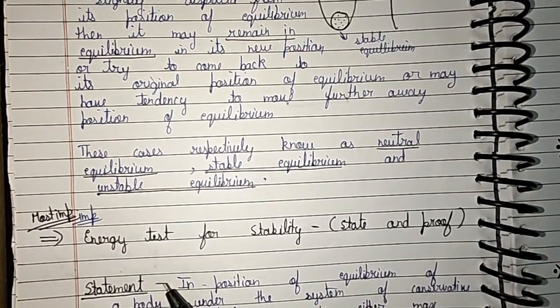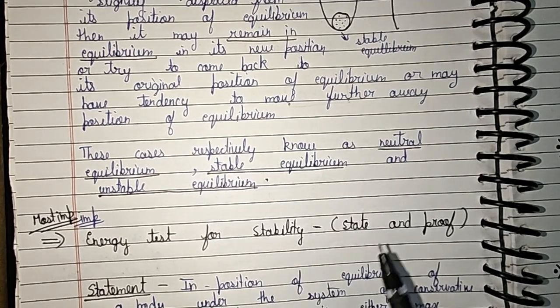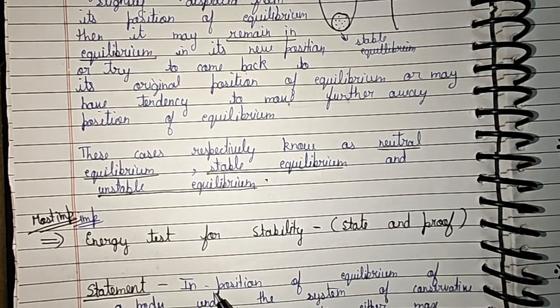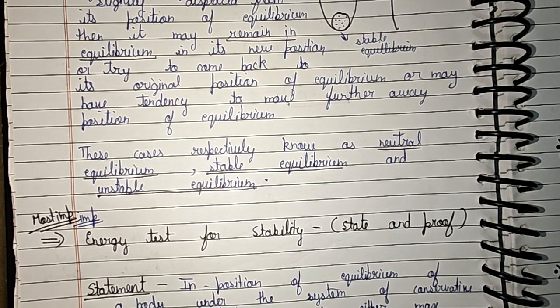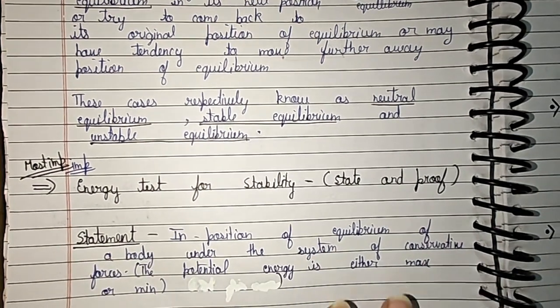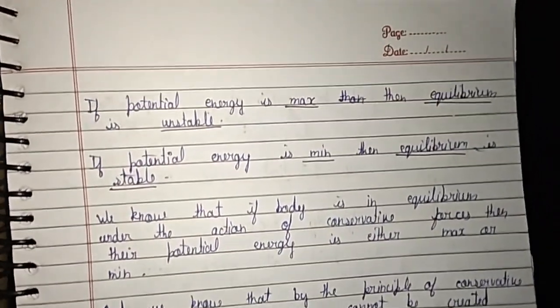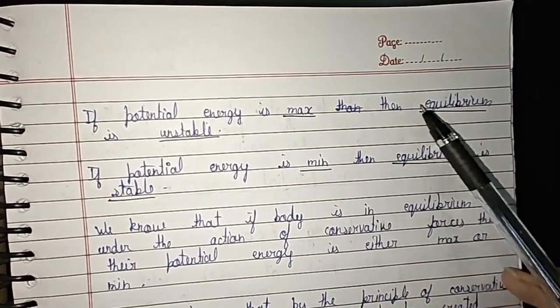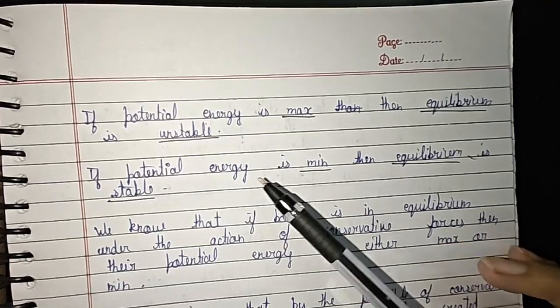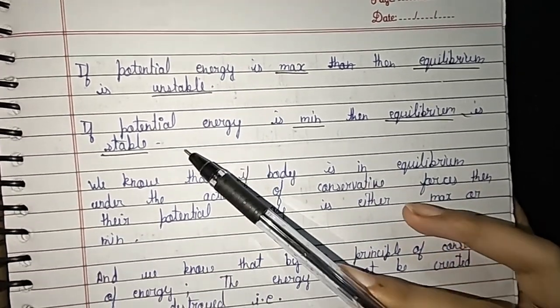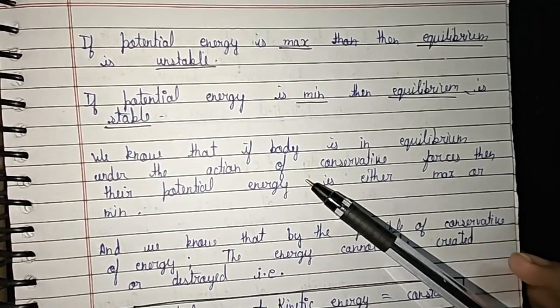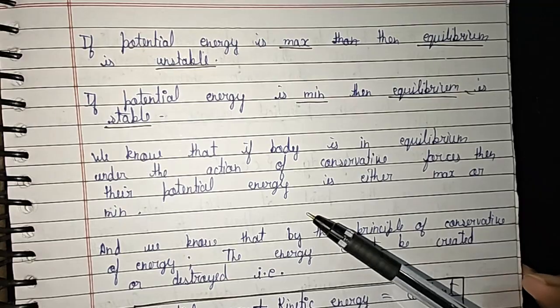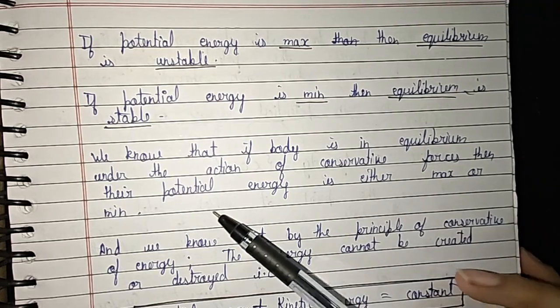Now let us see the energy test for the stability. Now let us see its statement. In a position of equilibrium of a body under the system of conservative forces, the potential energy is either maximum or minimum. If the potential energy is maximum, then equilibrium is unstable, and if the potential energy is minimum, then the equilibrium is stable. Now we know that if a body is in equilibrium under the action of conservative forces, then its potential energy is either maximum or minimum.